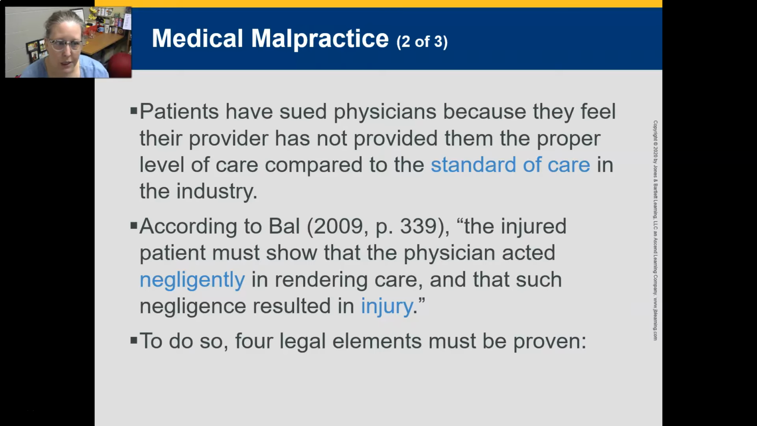According to BAL, the injured patient must show that the physician acted negligently in rendering care and that such negligence resulted in injury. So negligence meaning they didn't do something they were supposed to do, right? Fail to give a medicine, or fail to do the proper treatment, or maybe even miss a diagnosis or something like that, and then that caused the patient to suffer harm, right? To do so, you have 4 legal elements that have to be proven.